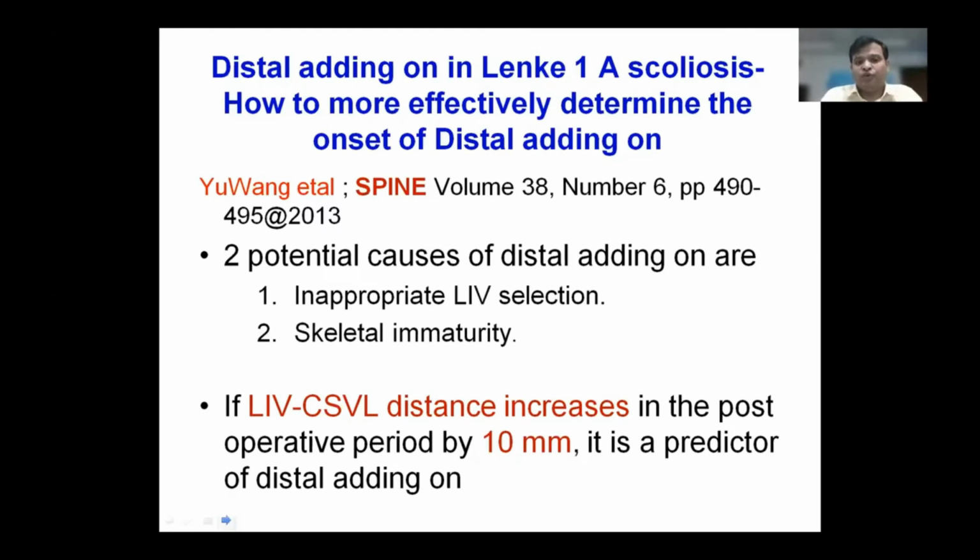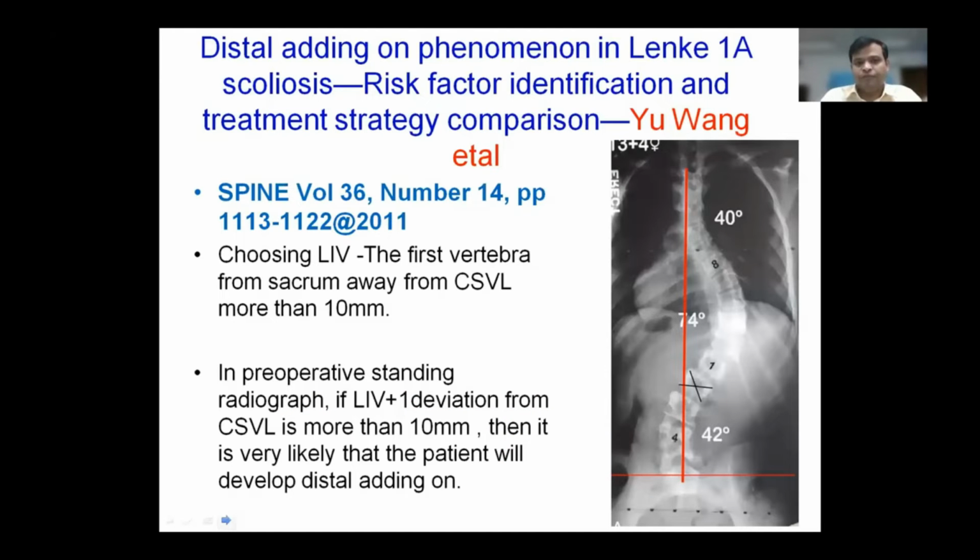What are the main 2 causes of distal adding on or curve progression of the lumbar curve? That is inappropriate lower instrumented vertebra selection and skeletal immaturity. That's why in skeletally immature children, we have to be very, very cautious when we try to do a selective thoracic fusion. In this paper, Wong et al. said that if the LIV and CSVL distance increases in the postoperative period by 10 millimeters, it is a predictor of distal adding on.